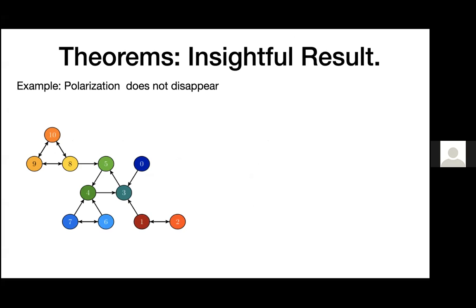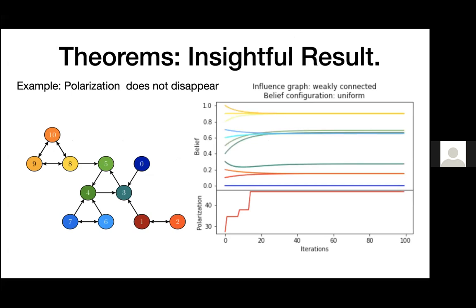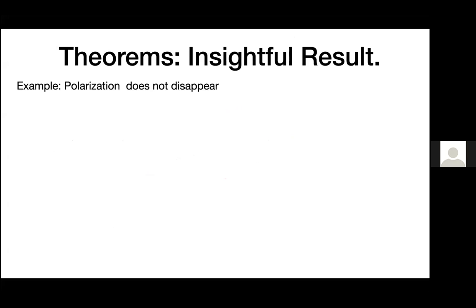For example, this one, you can see this is a weakly connected graph. So basically, they are all connected. It's not strongly connected though. And if you simulate this, you'll find that these groups actually do not reach consensus, and polarization never goes to zero. So this was something very interesting to prove.